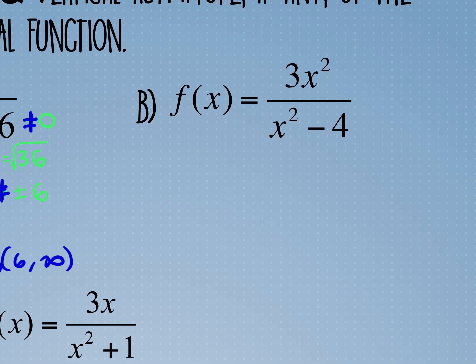Let's start with our horizontal asymptote. So horizontal asymptote, we look at the degrees. Our degree on top is the same as the degree on the bottom. So then what do we have to look at? We would look at our coefficients. The coefficient on the bottom is 1. So our horizontal asymptote would be what? Y equals 3 over 1, which is 3.